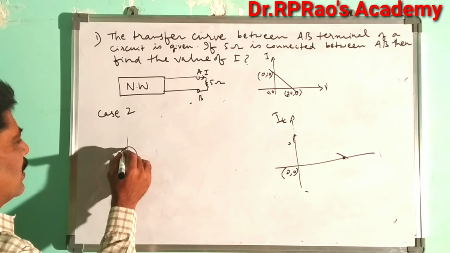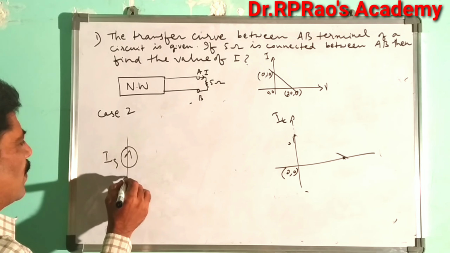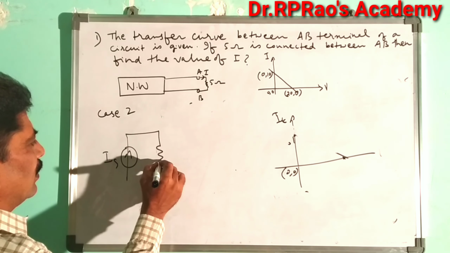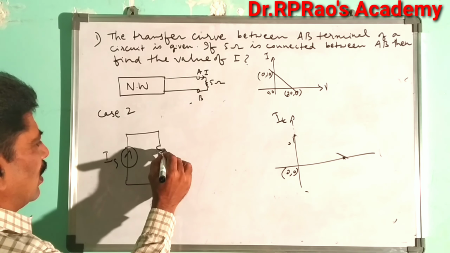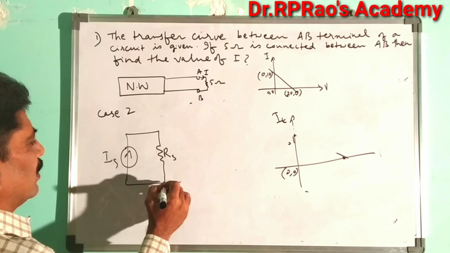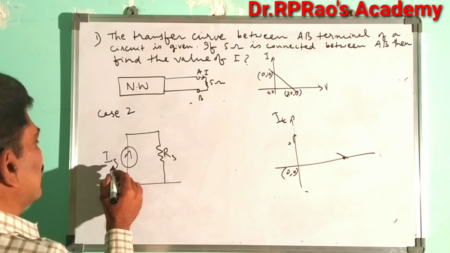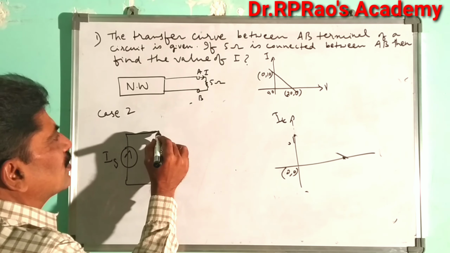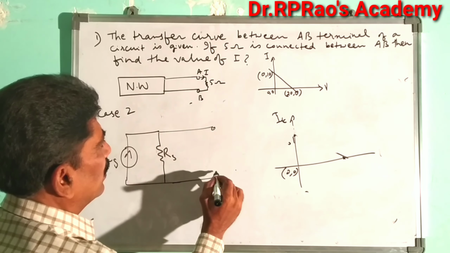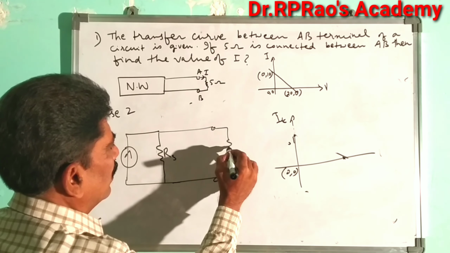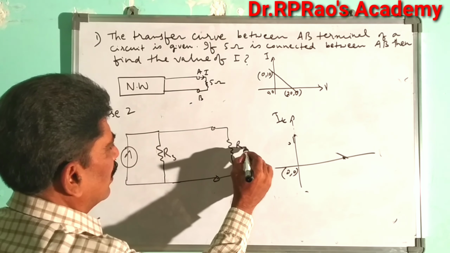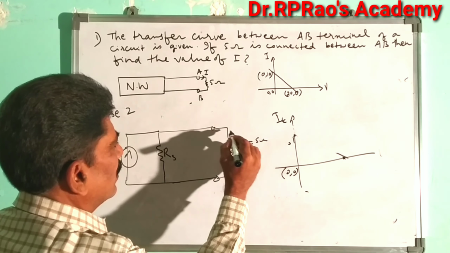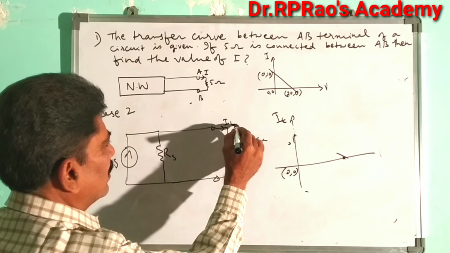Let Is be the current source and Rs be the shunt, or we can call it the internal resistance of this current source. Let this be RL, which is equal to 5 ohms. It is the terminal voltage.